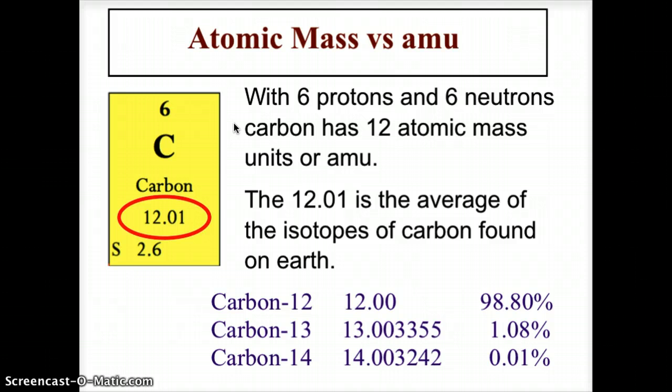So basically what we know is that there are 3 isotopes for carbon. There's carbon-12, which is 98.8% of the carbon on the planet. There's carbon-13, which represents about 1.08% of the planet, and carbon-14, which is about 0.01% of the carbon on Earth. So what we need to do is understand how we use these numbers to calculate what is called the average mass of carbon on Earth, and that's where we get that answer of 12.01. So let's look at that.